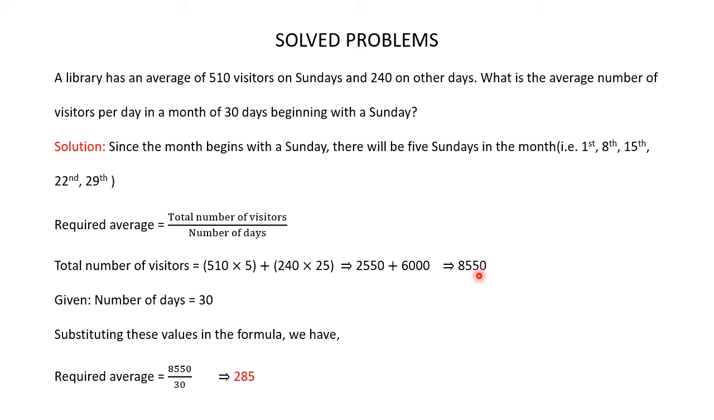which is 8,550. So the total number of visitors is 8,550. We know that the number of days is 30. So the required average is equal to 8,550 divided by 30, which is 285.